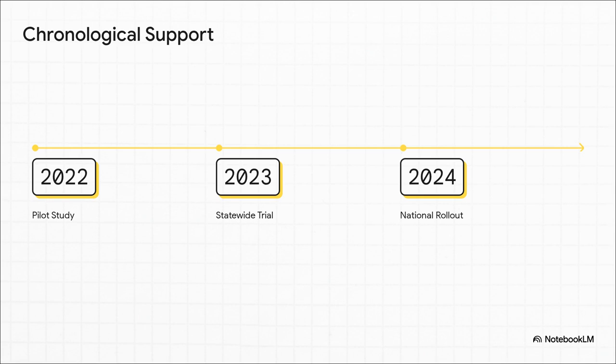This is super effective when you're trying to show progress or tell a story over time. You start with the pilot study in 2022, then the statewide trial in 2023, and finally the national rollout in 2024. It just naturally builds the sense of momentum.